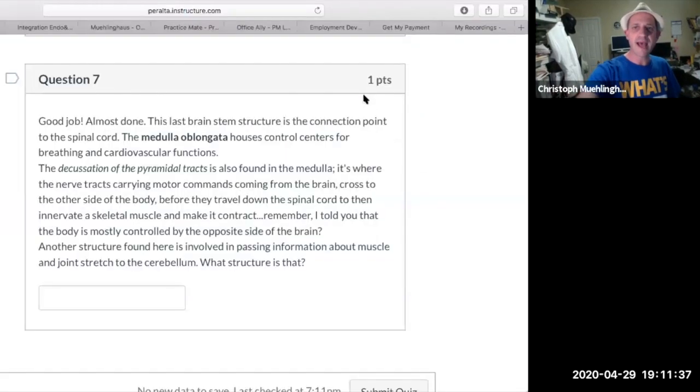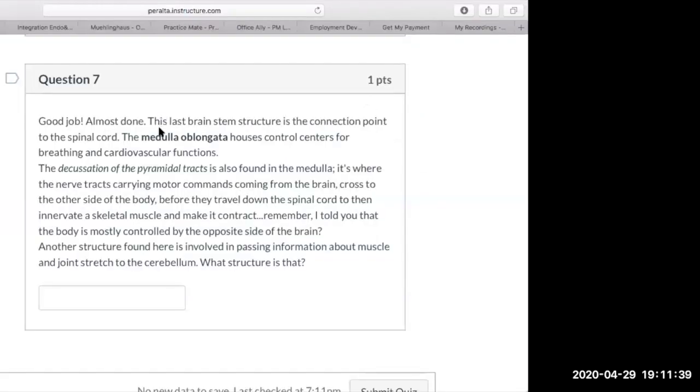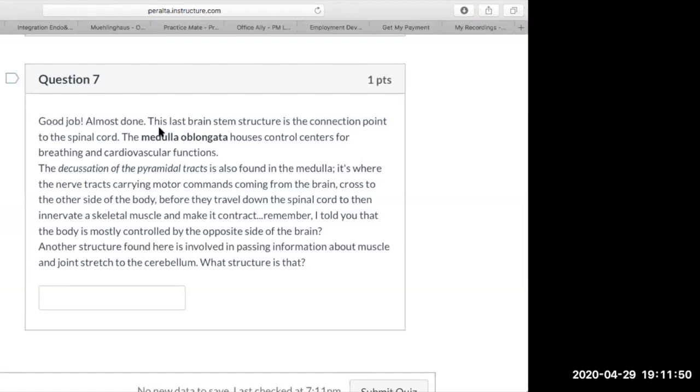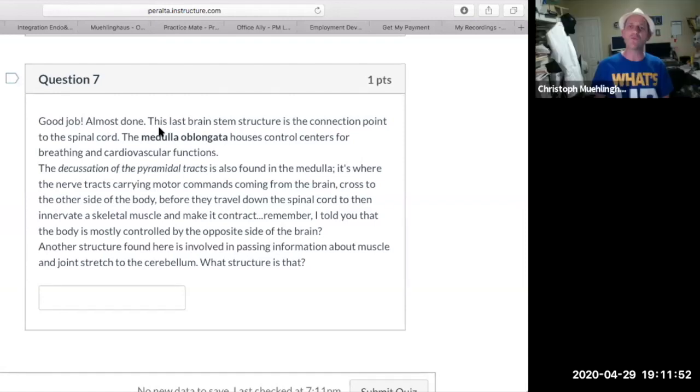And look at that. Last but not least, we're almost done. This last brain structure is the connection point to the spinal cord. The medulla oblongata houses control centers for breathing, cardiovascular function. The decussation of pyramidal tracts is also found in the medulla. It is where the nerve tracts carrying motor commands coming from the brain cross to the other side of the body before they travel down the spinal cord to then innervate skeletal muscle, which then may contract and make us move.